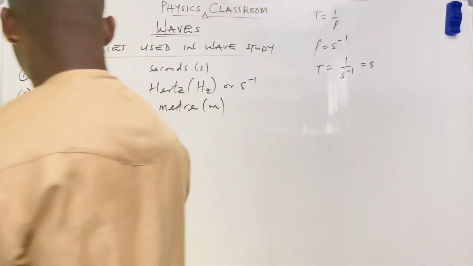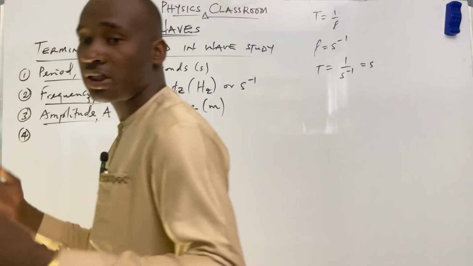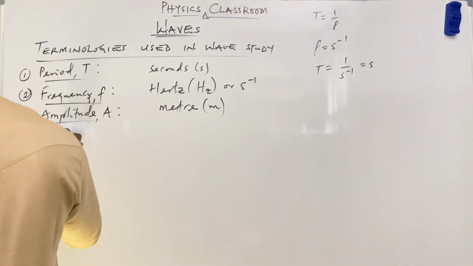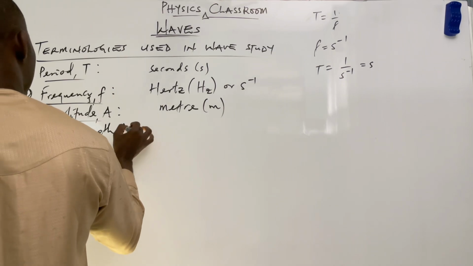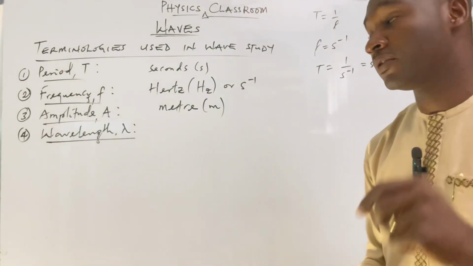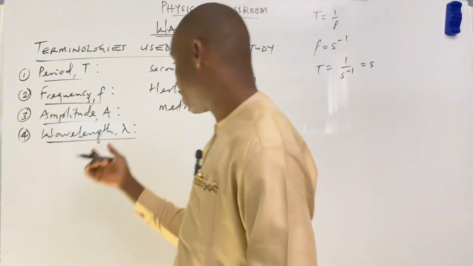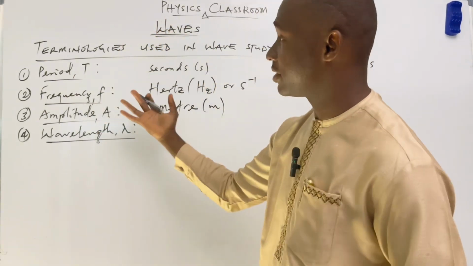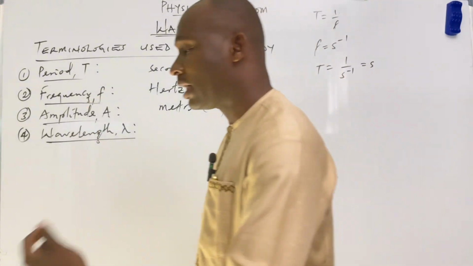It depends. So the fourth term is what we call wavelength. The symbol for wavelength is lambda. Remember our very first video on this platform was the Greek alphabet and its importance to physics. We talked about lambda coming from the Greek alphabet. So lambda in this aspect, that is waves, symbolizes wavelength. Take note.